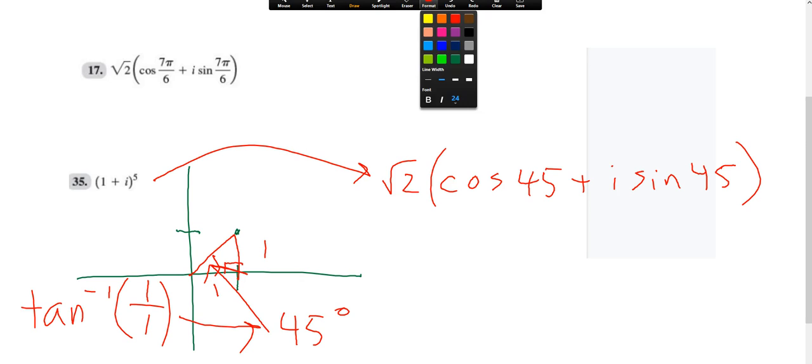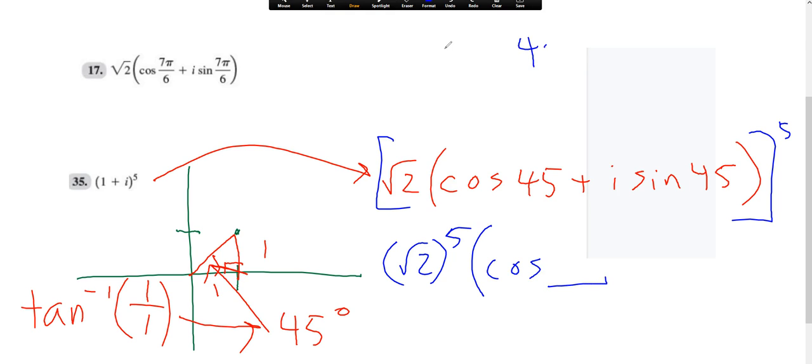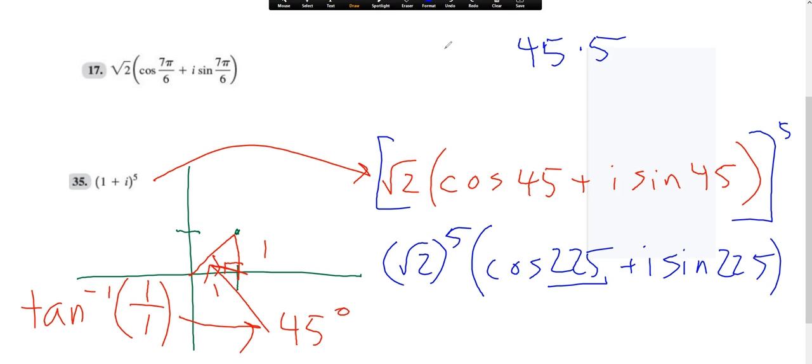Okay, so this whole thing is getting raised to what power? The 5th. So what happens to the radical 2? We want radical 2 raised to the 5th. And what happens to the angle measurements? 45 times 5. What is 45 times 5? 225. So I think we can keep going with this. This is nice.